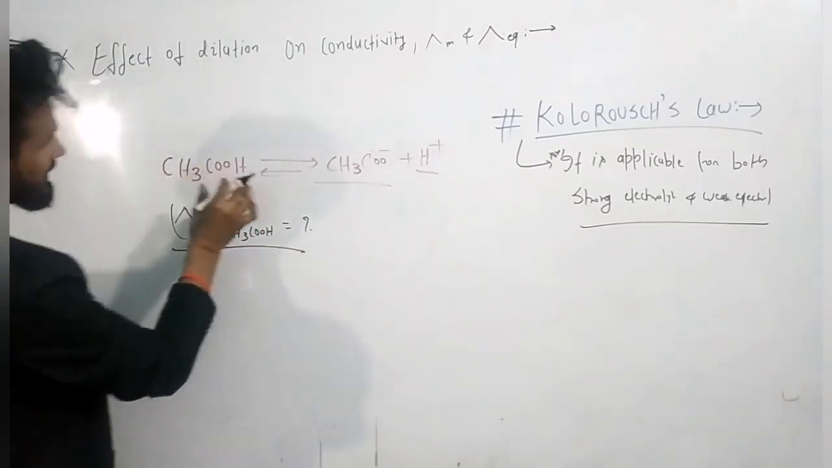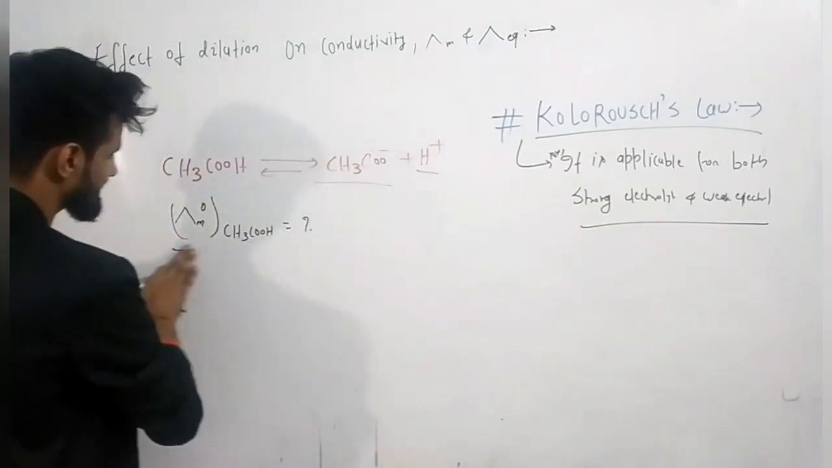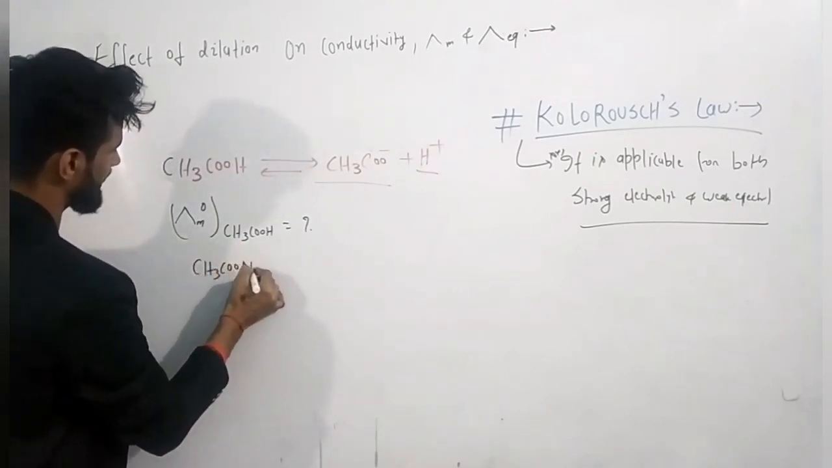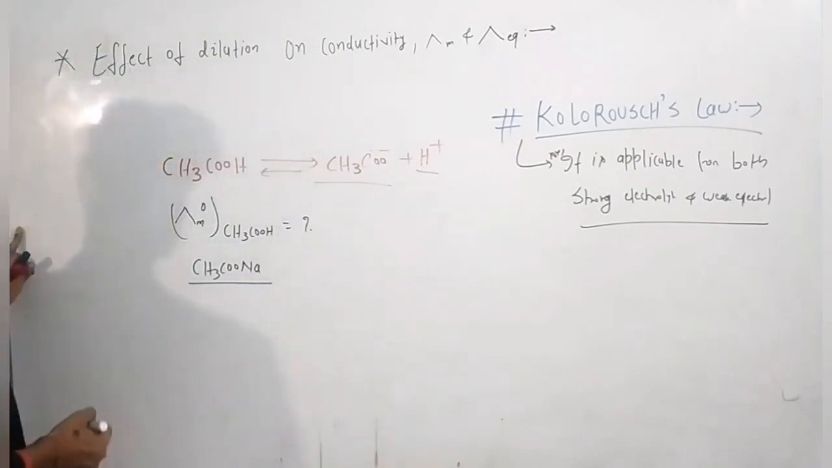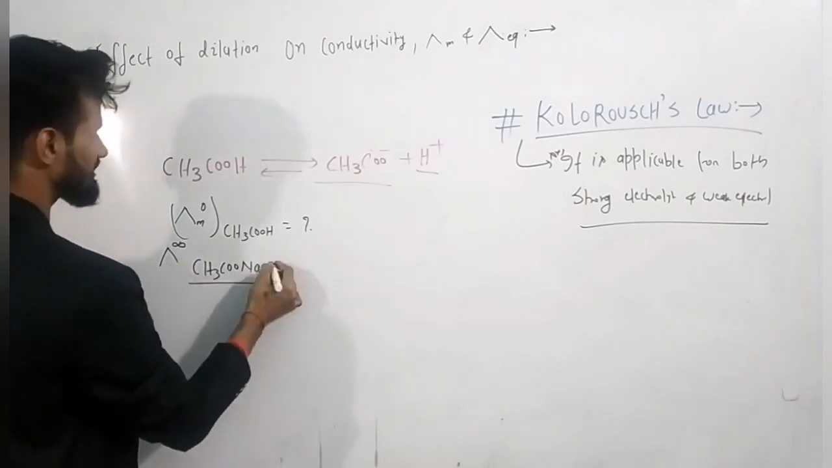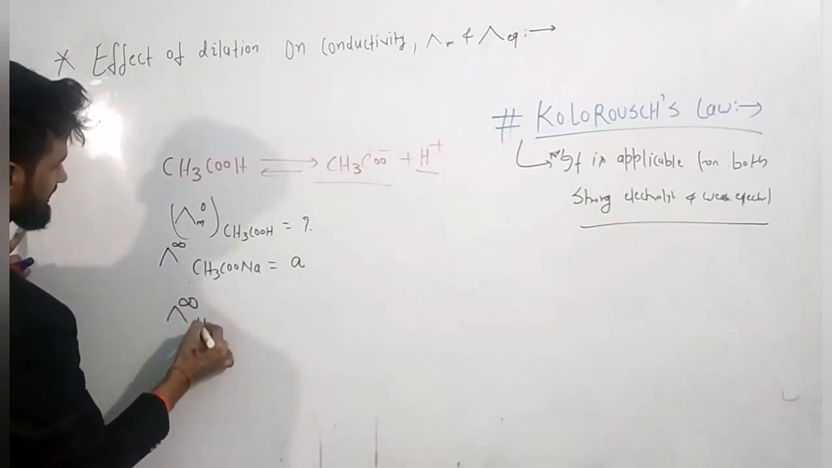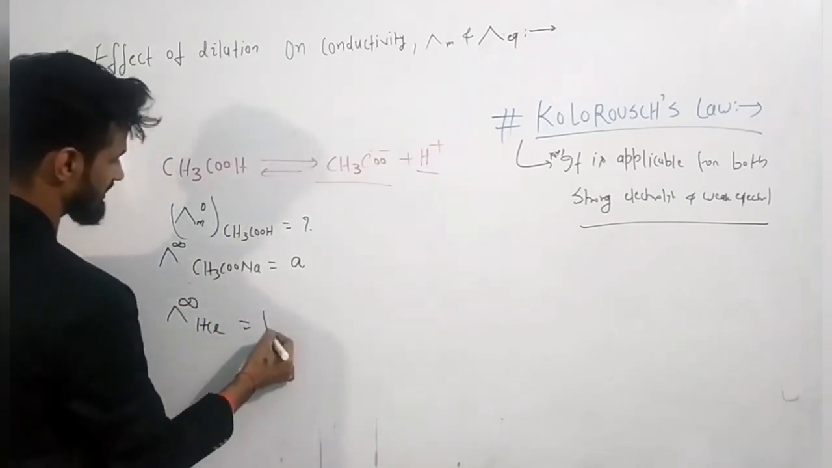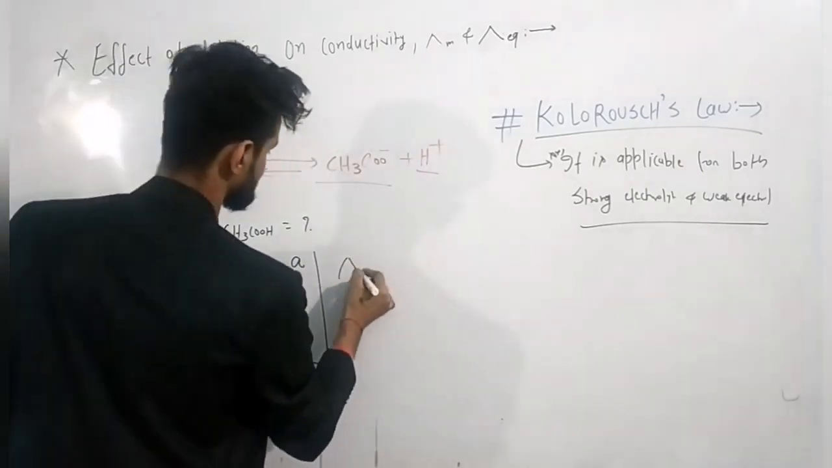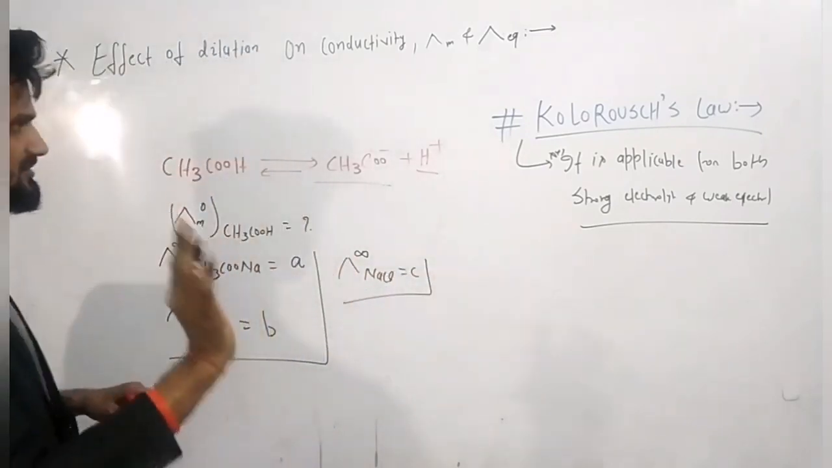Okay. So it will be calculated with the help of strong electrolytes. Understand one thing, how will we calculate? In this case, we are going to use CH3COONa. Kappa infinite for CH3COONa, just assume, is A, and kappa infinite for HCl is B. Okay, and kappa infinite for NaCl is C. This will be given, so you just don't have to confuse.